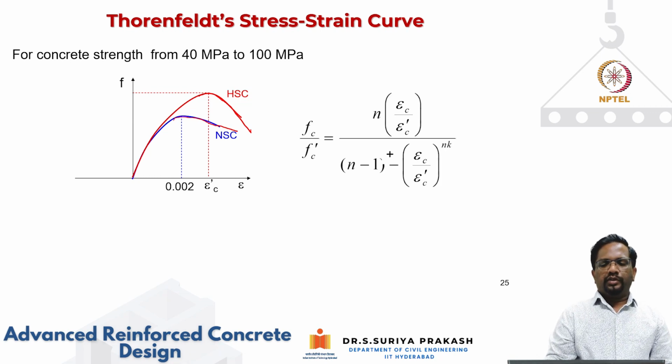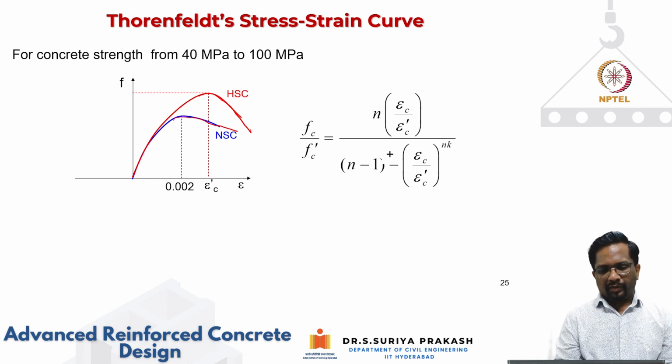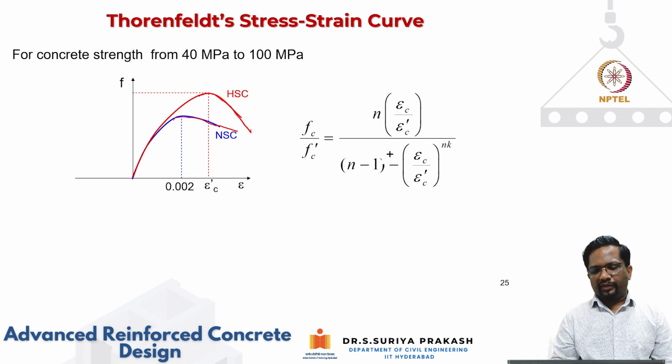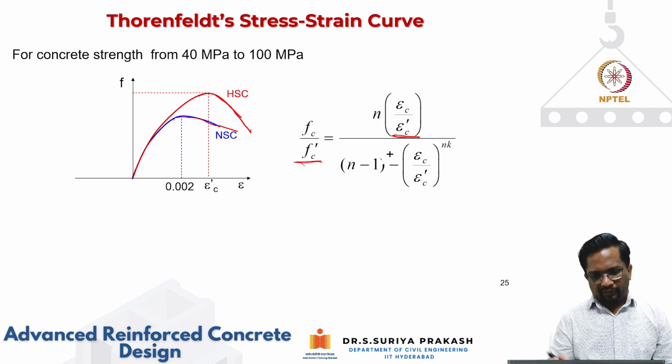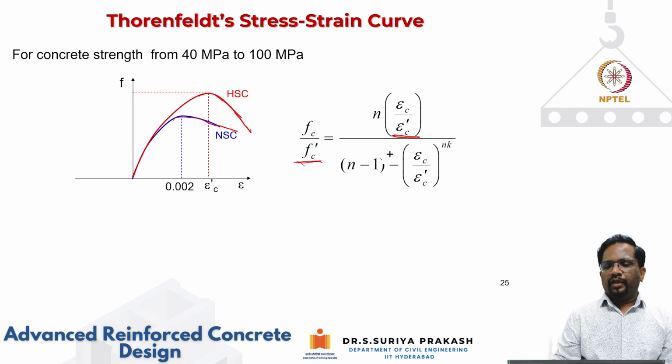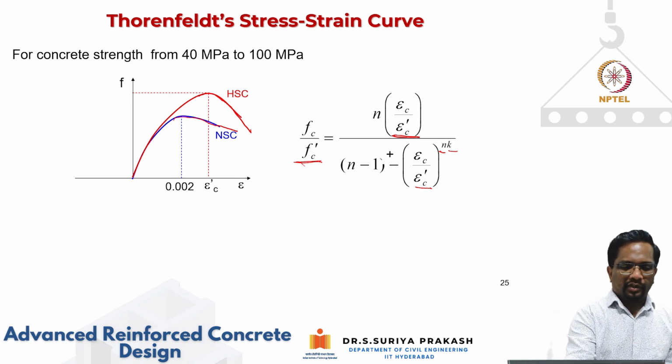So how is this model specified here? Using this equation: fc by f prime c is given by n into epsilon c by epsilon prime c, divided by n minus 1 plus epsilon c by epsilon prime c to the power of nk. Now again, f prime c you can get by testing a cylinder or a cube, and epsilon prime c can be expressed as a function of f prime c through some experimentally calibrated equation. Again, if I know this n, k, epsilon prime c and f prime c, for any value of epsilon c I can develop this curve, which is what I want from a design point of view.